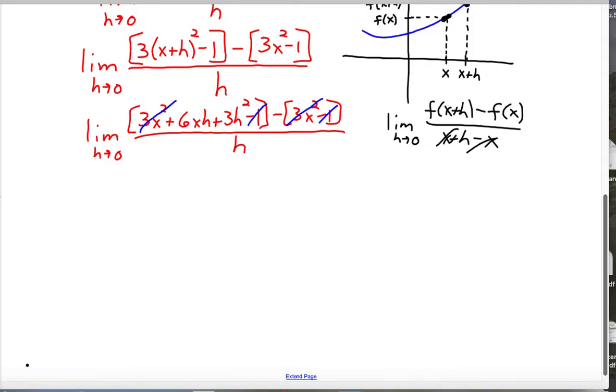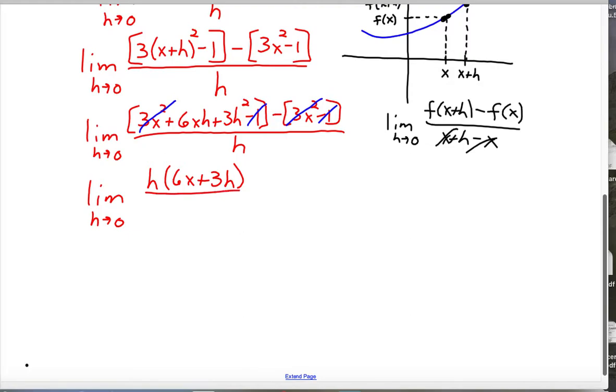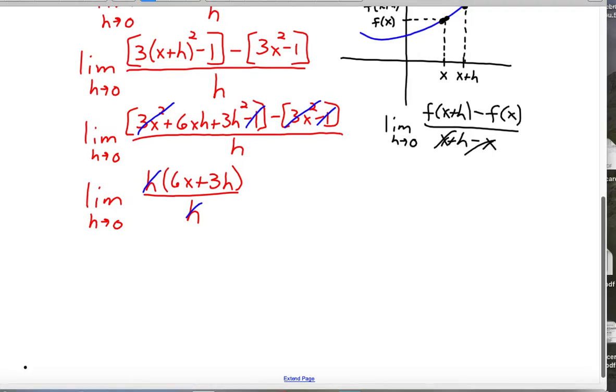Those cancel. And then, like we've done so many times before, we could factor an h out of the 2 terms that are left in the numerator, and I'll have a 6x plus 3h to the first over h. And then h over h reduces down to 1. And now I can take the limit, and this is where sometimes students get a little confused, but remember, we're looking at the limit as h approaches 0.